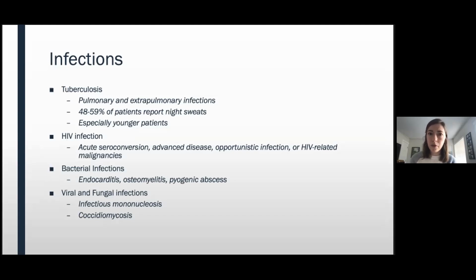Couple different stages, so both acute seroconversion of HIV, and then patients with advanced disease who now have opportunistic infection or HIV-related malignancies. Any bacterial infection can also cause night sweats, so you want to keep that on your differential as well, specifically bacteremia, endocarditis, osteomyelitis, and pyogenic abscesses. So various places that infection could be hiding. And so definitely want to think about if your patients have risk factors for those things or other symptoms of an infection. And then viral and fungal infections.